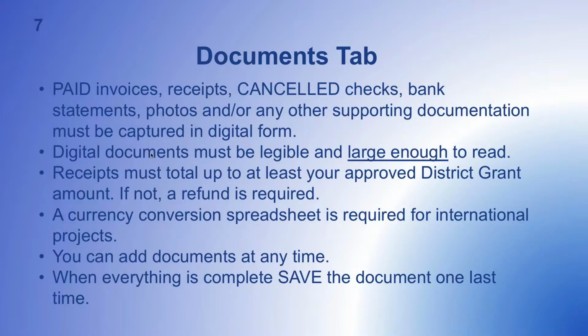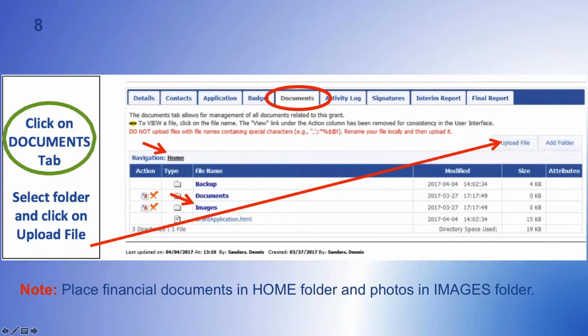And all of your receipts must total up to at least the district grant amount awarded to you or approved for your grant. If not, there's going to have to be a refund, and you really don't want to do that. It's in your best interest to spend the money that was awarded to you for your grant for the purpose of your grant. Back up, Dennis. Sorry about that.